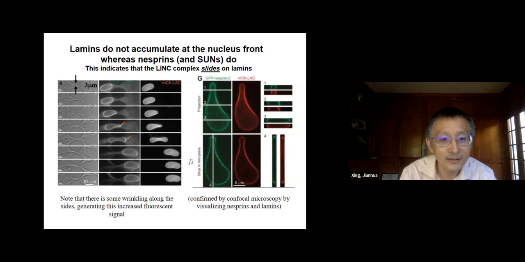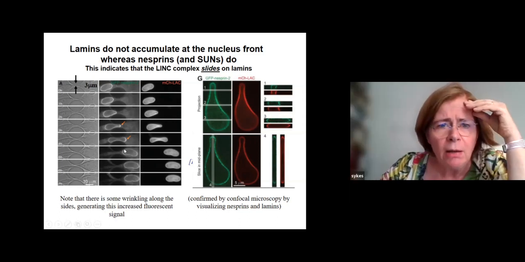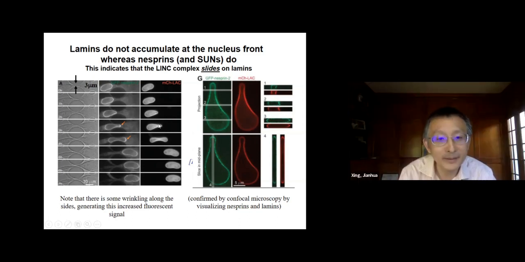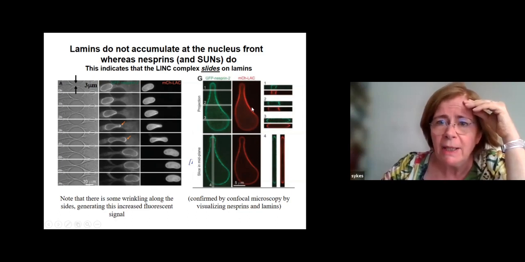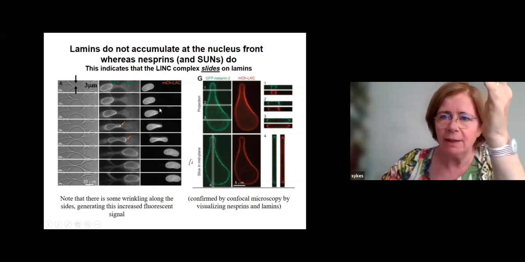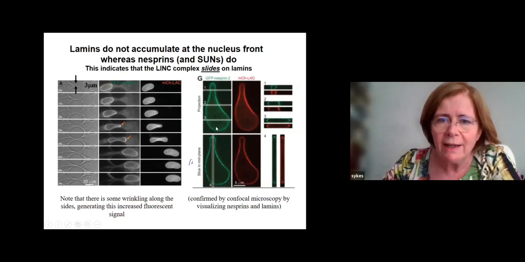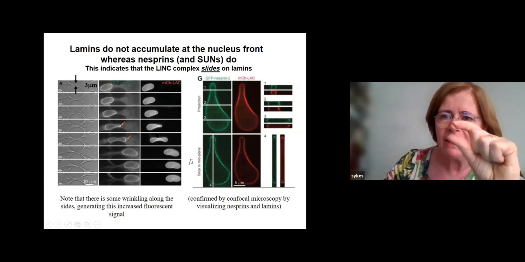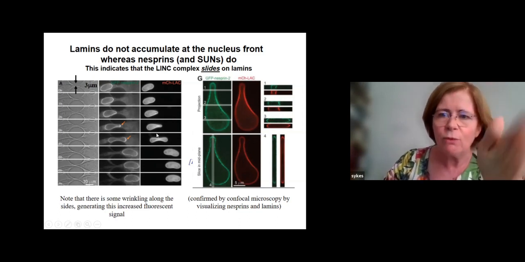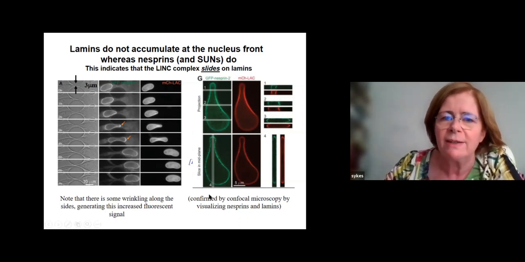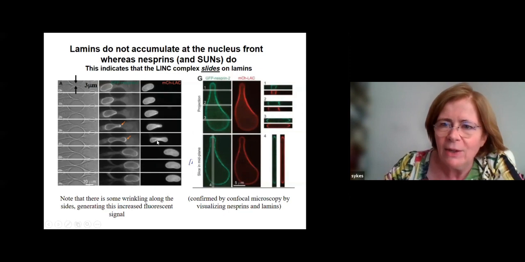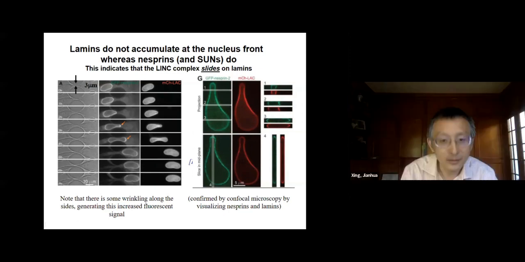Yeah, yeah. So for the nesprin, not that much, but for the lamin. Lamin, right. And so we think it's wrinkling. Because instead of looking at something straight, you look at something wrinkled, so the fluorescence increases. You understand? Well, I'll discuss with you later about that.